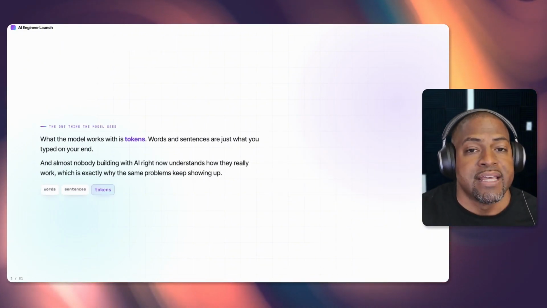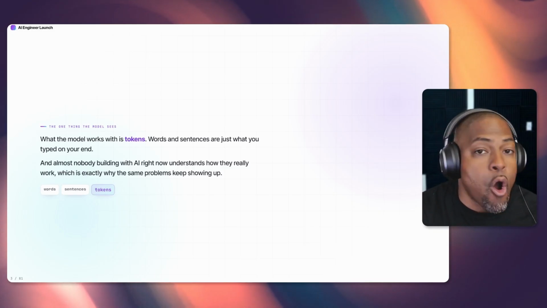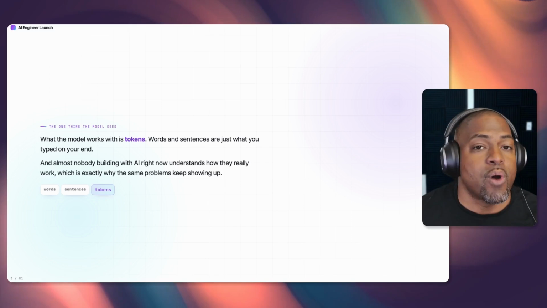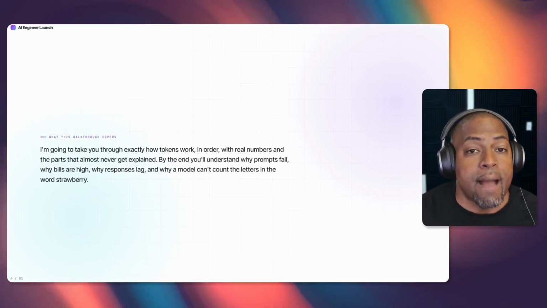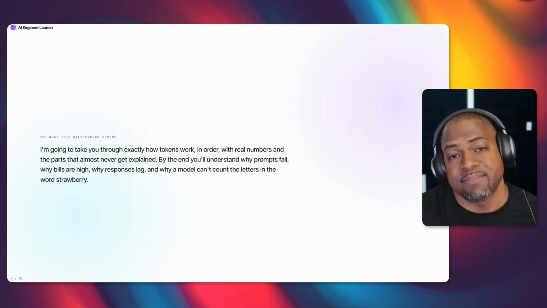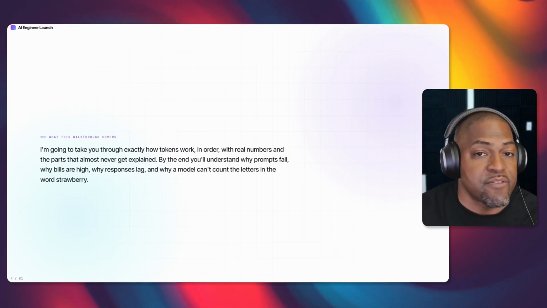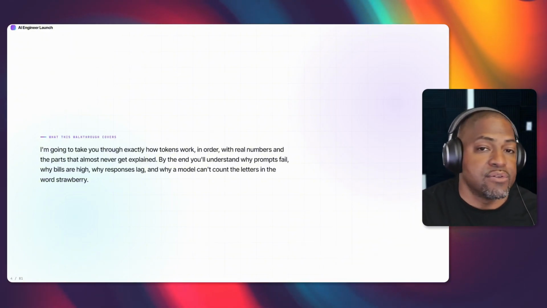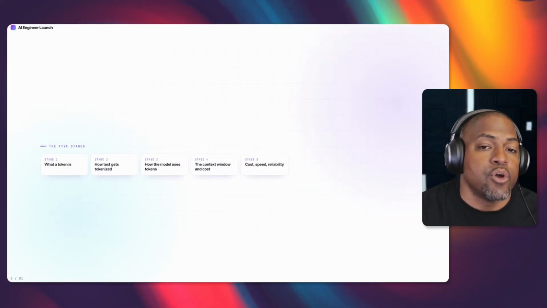The model works with tokens, not words, not sentences. Almost nobody building with AI understands how tokens really work. The gap is why the same problems keep repeating. I'm going to cover how tokens work with real numbers and the parts that almost never get explained. By the end, you'll understand why prompts fail, bills are high, responses lag, and why models can't count the letters in strawberry.